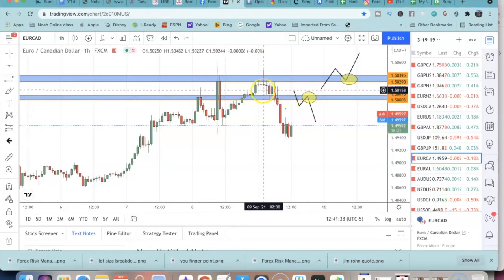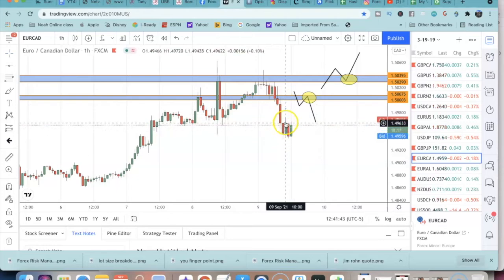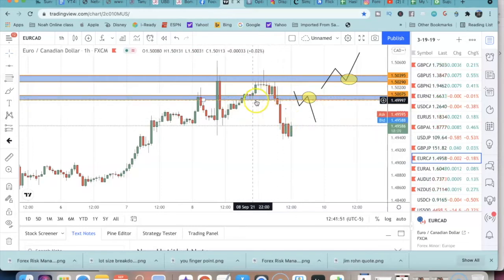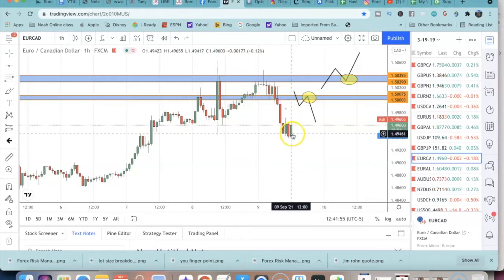Excuse me, not yet. It broke out, continued down. After it continued down, now it's creating a new level of resistance right here, okay? But this is also the main new resistance level, because this was support. So this support is now resistance.